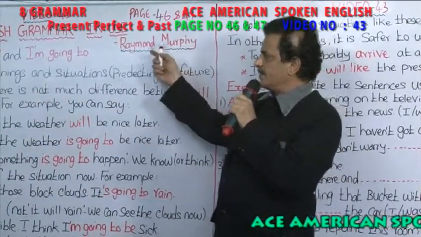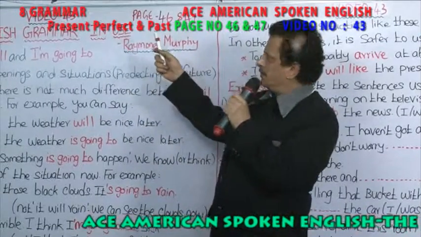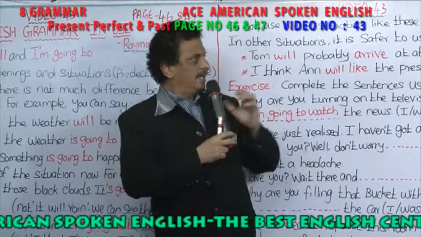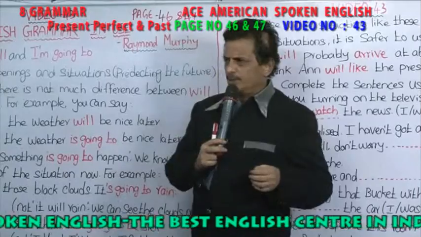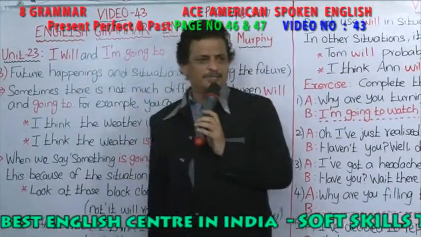Take your Raymond Murphy's English Grammar in Use. We have come to video number 43, pages 46 and 47, Cambridge University Press. Dear folks, Unit 23: I will and I am going to.